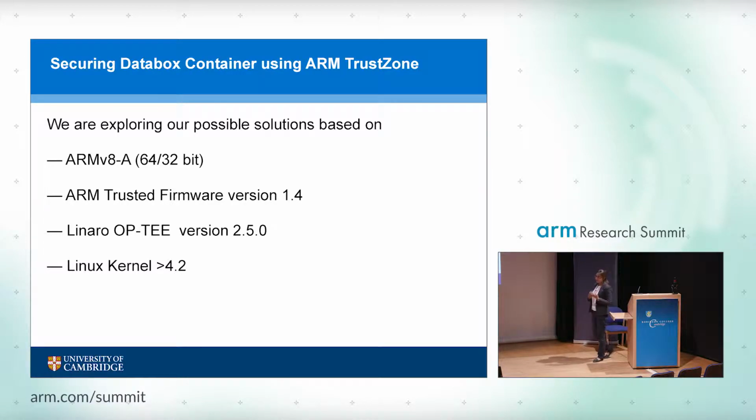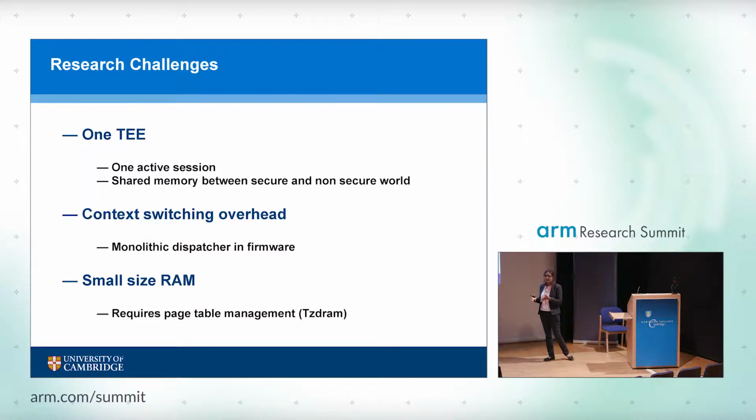So now, coming back to my DataBox question, how can we use TrustZone in DataBox? We are exploring a possible solution based on the ARMv8-A 64-bit architecture, ARM Trusted Firmware, which is the recent version 1.4, Linaro OP-TEE version 2.5, and the Linux kernel. There are a couple of challenges we have when building our solution. One is that TrustZone provides only one TEE, which means there is only one active session. What that means is that when an application is running in my secure zone, there can be only one instance of the application active at a time. So my design is influenced by this consideration.